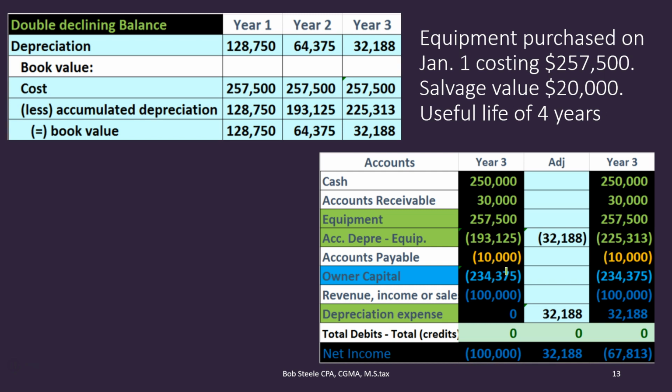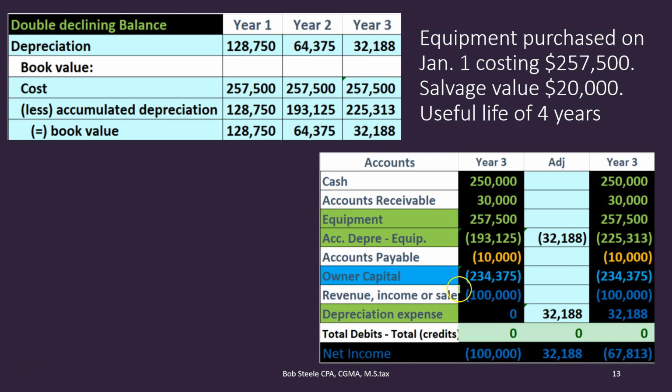If we look at that in terms of the table and the chart of accounts, then we can see the value of the equipment on the books is 257.5. The accumulated depreciation before this adjusting entry is 193,125, which is what it was in year 2. If we subtract those out, we get the book value of 64,375. The 257.5 minus the credit of 193,125 gives us the book value of 64,375.